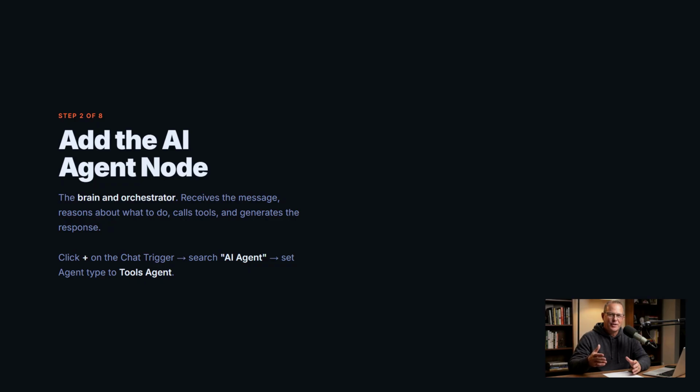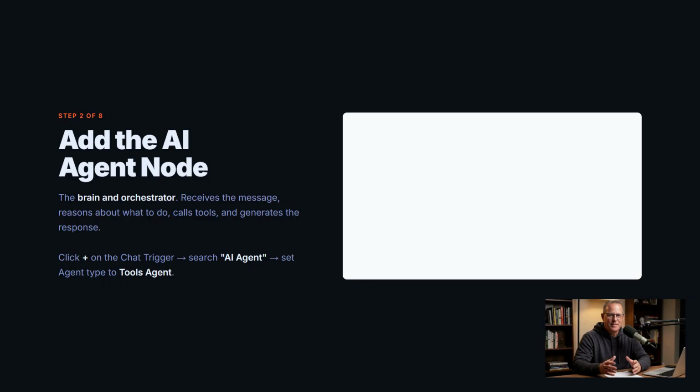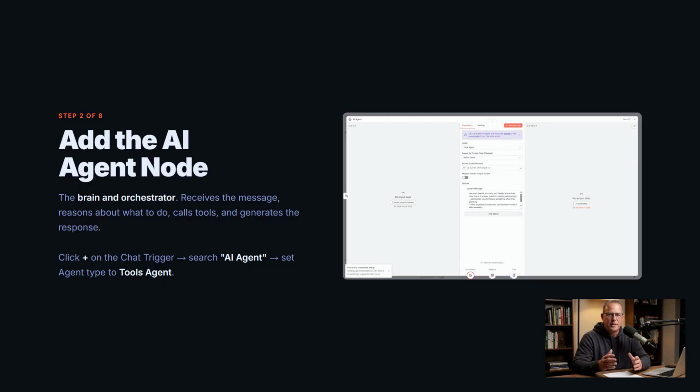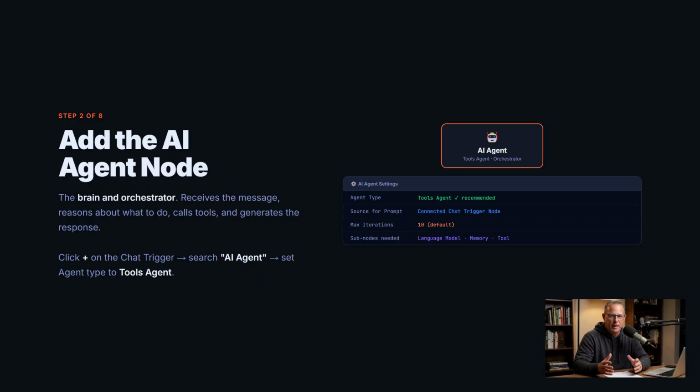Now we add the heart of our agent, the AI agent node. This is the central coordinator that receives your message, thinks about what to do, optionally calls tools, and formulates the final response. Click the plus icon that appears on the right side of the chat trigger node. This opens the node panel connected to it. Search for AI agent and select the result called simply AI agent. Once it's on the canvas, you'll notice something different about this node compared to a regular node. It has multiple connection points along its bottom edge. These are where we'll connect subnodes, a language model, a memory system, and tools. We'll add each of those in the coming steps.